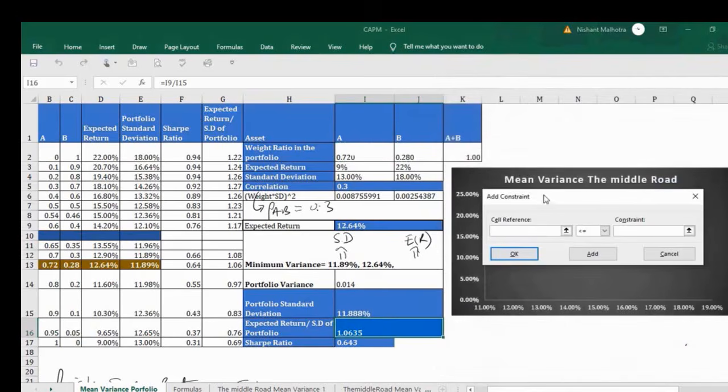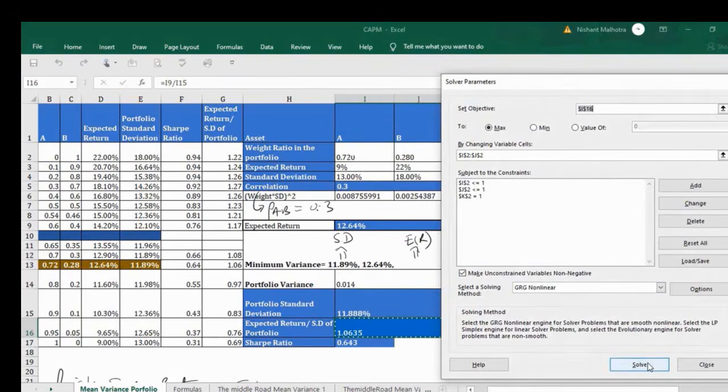The constraints are very similar. This weight cannot be more than 1, which we have talked about. We add the next constraint. Again, this cannot be more than 1, so select less than or equal to 1. And then the third constraint is that the total portfolio should be equal to 1. The weightage of A and B together cannot be more than 1. It has to be equal to 1. So we'll select equal to and click OK.